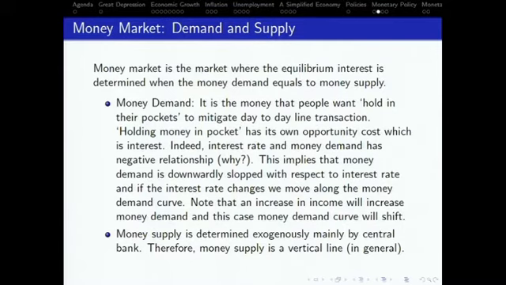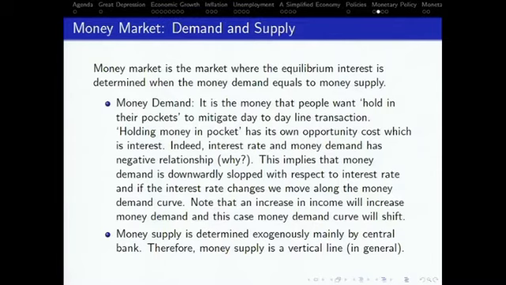At the moment, interest rate is 0% and the money I'm holding in my pocket is $100 million. What will be my cost? 0. All of a sudden, the interest rate goes up from 0 to 10%. How much money am I going to hold? Basically, whatever happens, I'm going to hold less money now. That's for sure. That also means you come up with the idea of the demand curve.